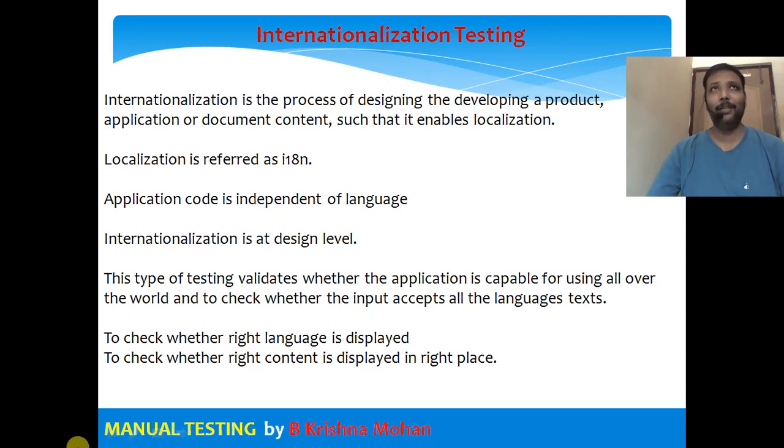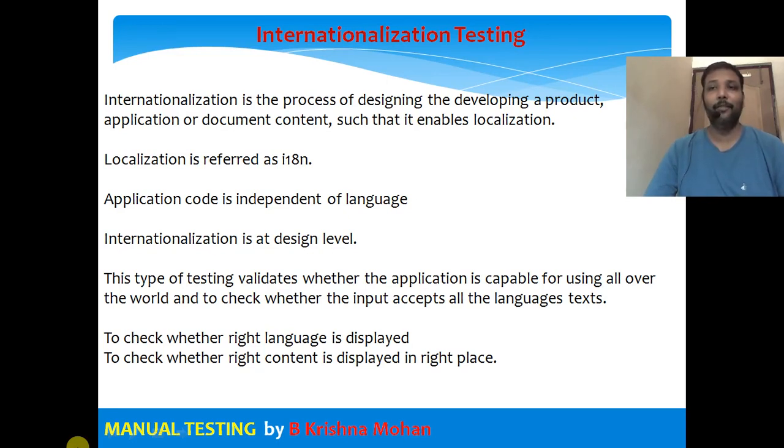So here we have to test whether my application is as per the language selected. It has to change accordingly. If I select English, it should display everything in English. If I change to some other language, it should change accordingly, depending on the country, the state and the language I am selecting. We are testing for all the regions that are in scope.